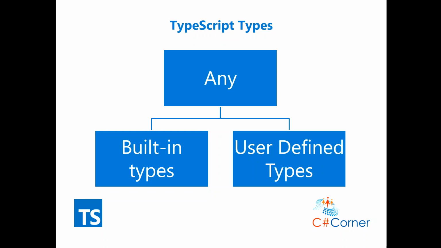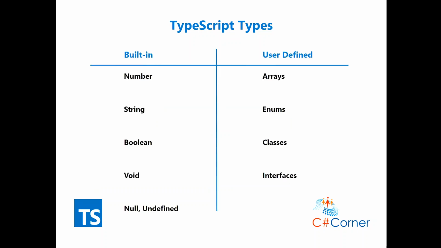And any has two subtypes. One is built-in types and the other is user-defined types. It's hardly any different from other languages. The number type can be used to represent both integers and fractions. String is a sequence of Unicode characters. Boolean represents logical values, true and false. Void is used for function return types. Then finally null. Null is an assignment value. It can be assigned to a variable as a representation of no value.